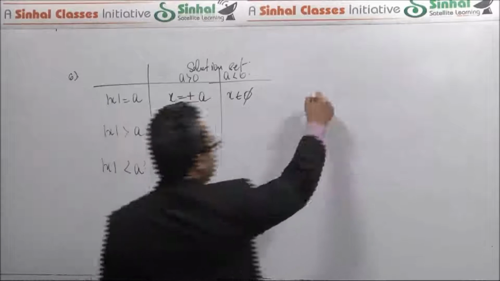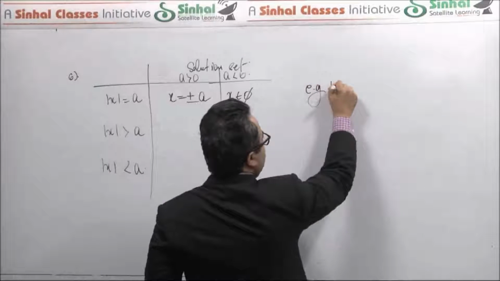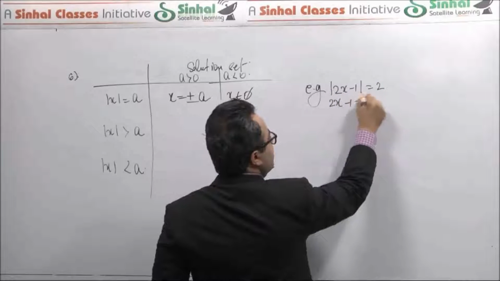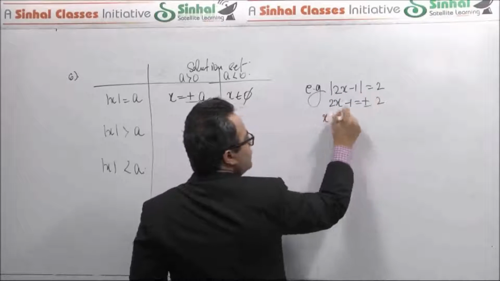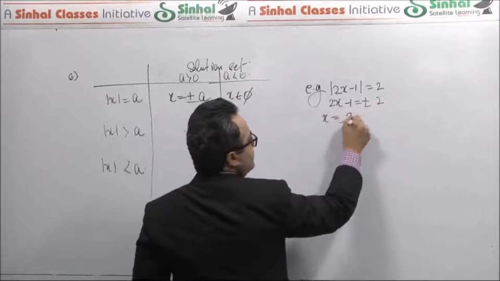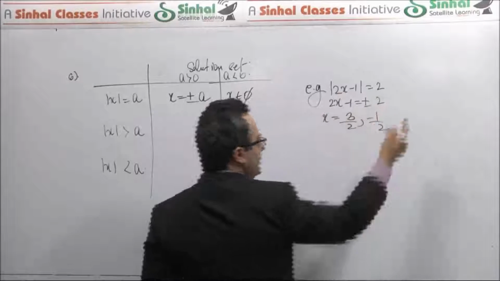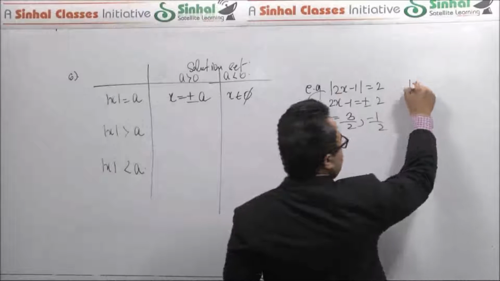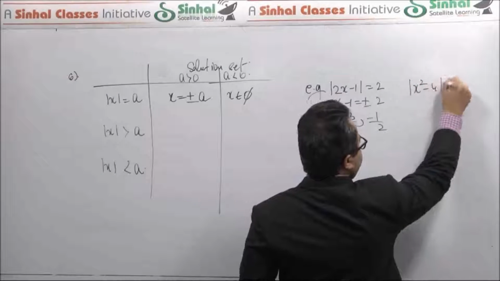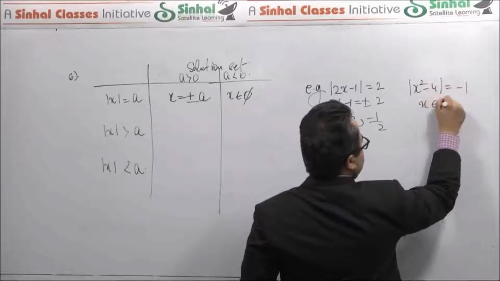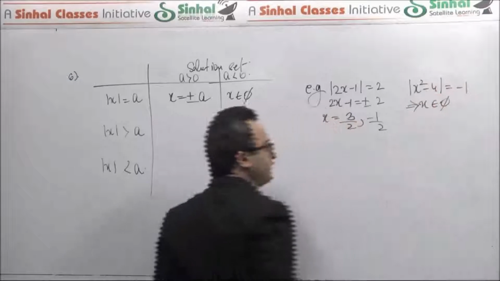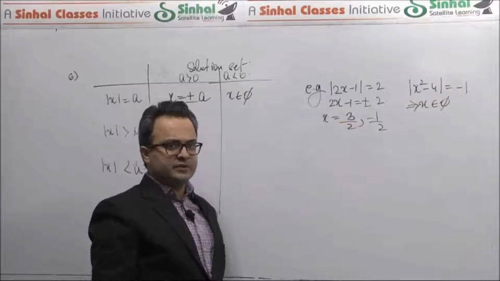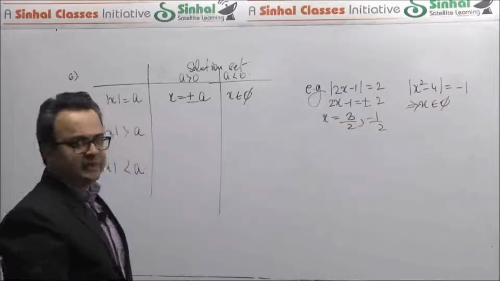Mod of x cannot be equal to a negative value. So again, as examples, if you have the equation mod of 2x minus 1 equal to 2, I can directly say that 2x minus 1 has to be plus minus 2. So taking a positive sign, I'll get x equal to 3 by 2. Negative sign gives me minus 1. And similarly, if I have mod of x square minus 4 equal to minus 1, I can directly say that x cannot take any possible value because modulus cannot be negative.